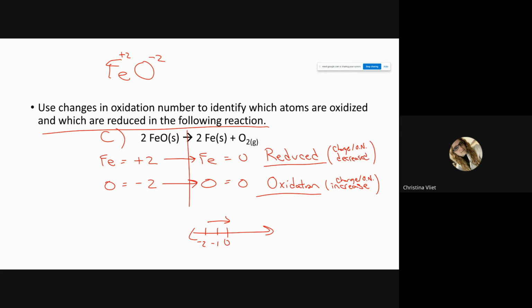So you can see where it can be confusing. If the number goes down, reduction. If the number goes up, oxidation. That's how we use the oxidation numbers to tell us what's been oxidized, what's been reduced. It's telling us where the electrons are going, because oxidation means lose electrons, and reduction means gain electrons. So it's telling us what is gaining the electrons here, and what is losing the electrons here. What is gaining the electrons here is iron, and what is losing the electrons here in this process is oxygen from reactants to products.